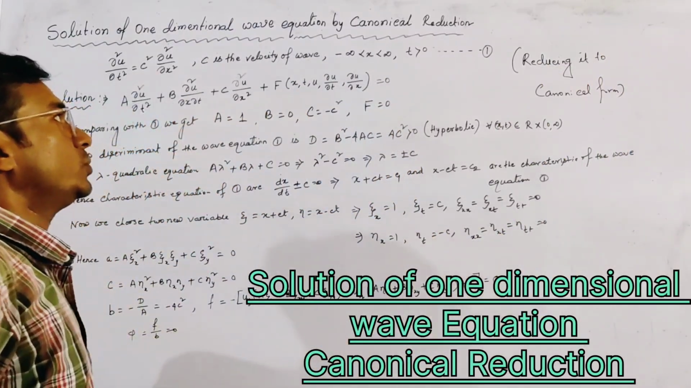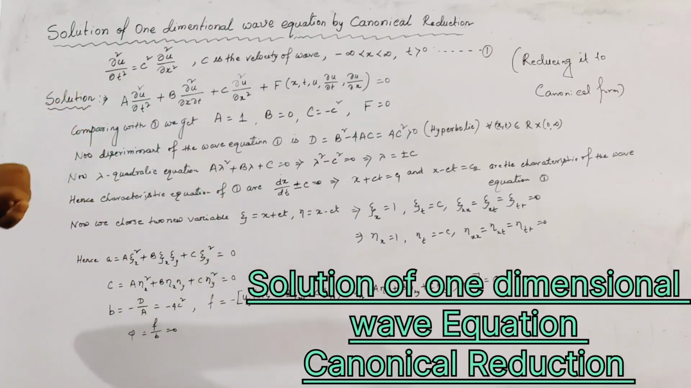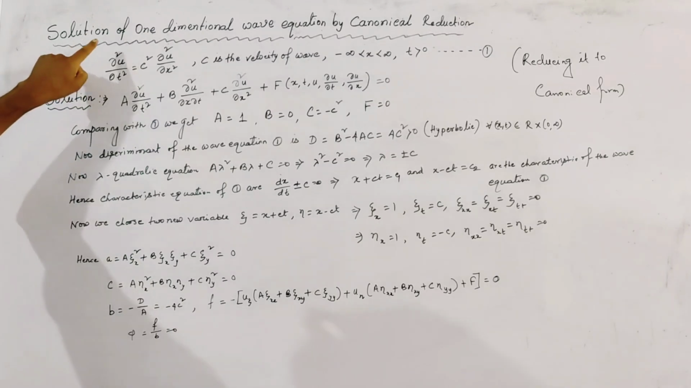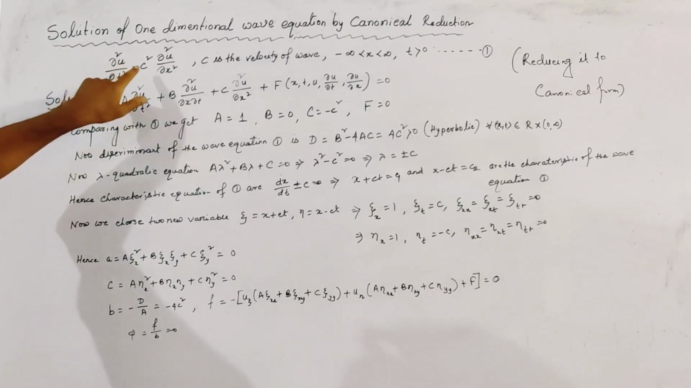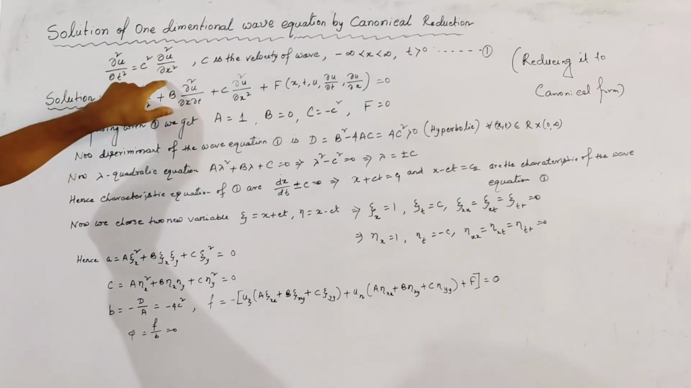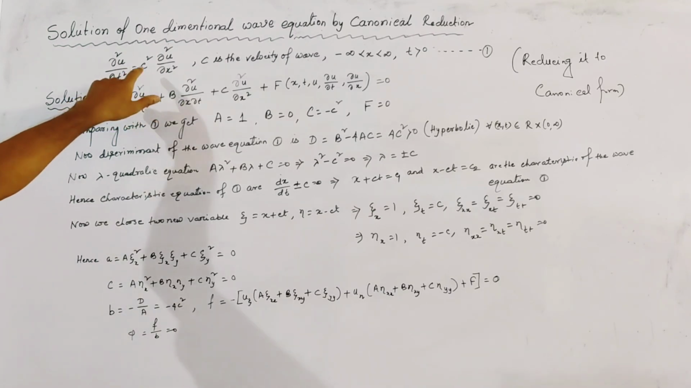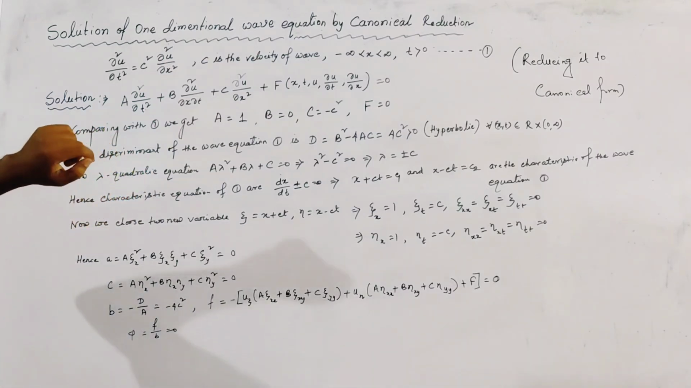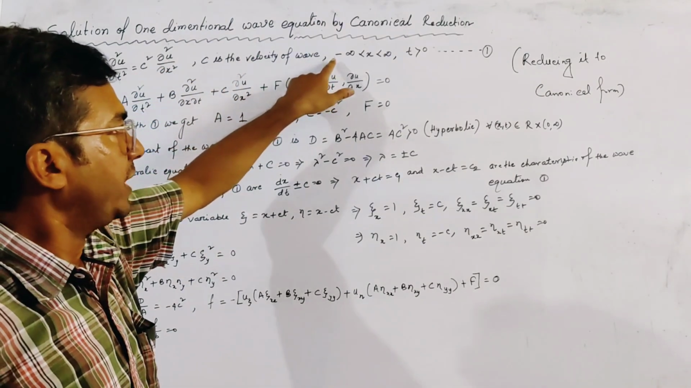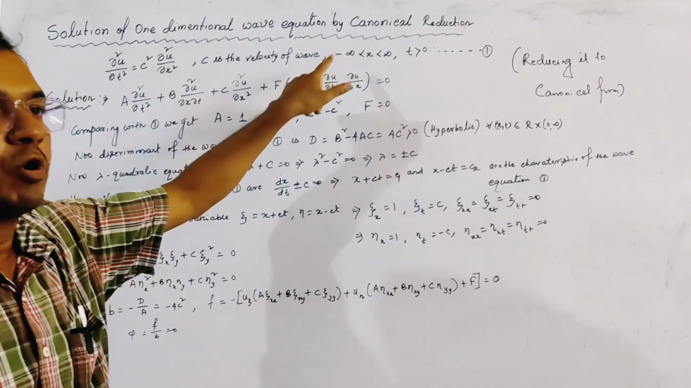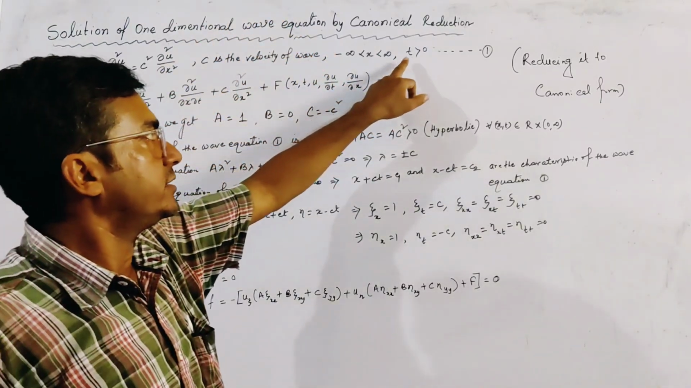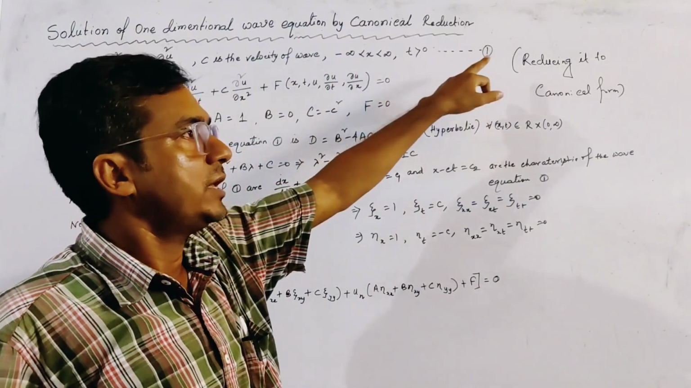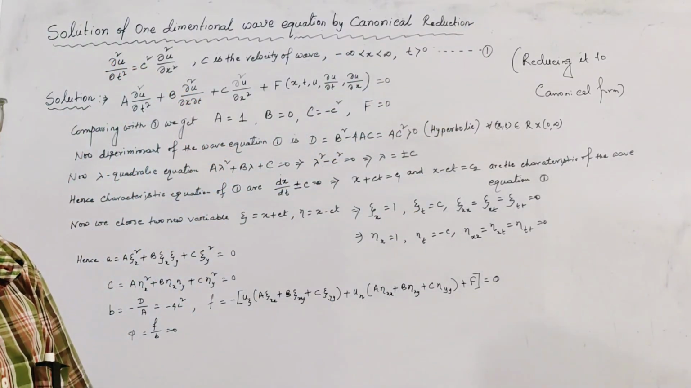Okay, so we first take the one-dimensional wave equation, and this is given by ∂²u/∂t² equal to c² ∂²u/∂x², where this parameter c is said to be the velocity of the wave. Here x is in minus infinity to infinity, that is for all x belongs to R, and t greater than 0. And we name this equation as equation number 1.